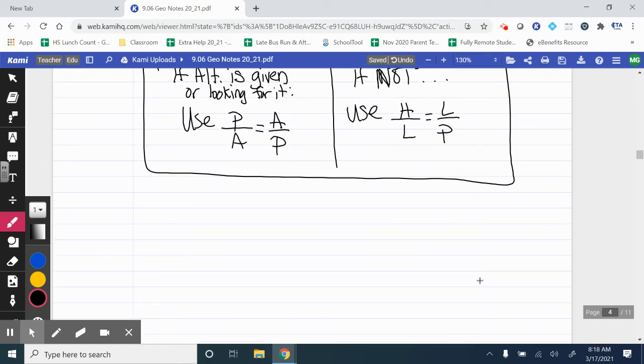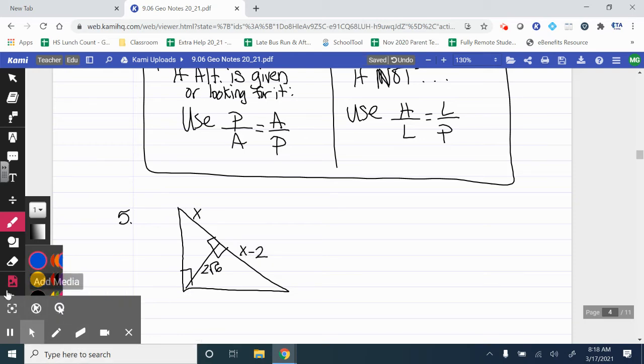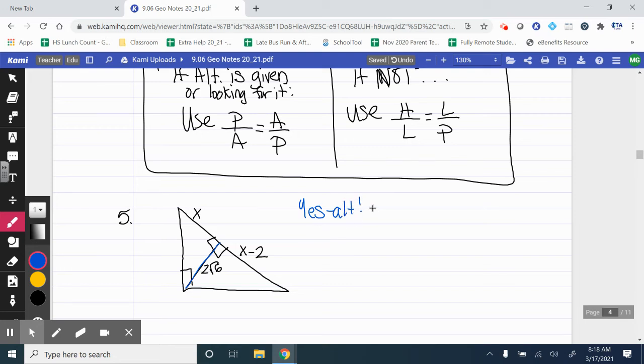So I'm going to put up a question, and I want you to decide which rule we should use to solve. So this is 2 rad 6, this is x, and this is x minus 2. So ask yourself, are we given the altitude? Yes, we know the altitude is 2 rad 6. So yes, we're given the altitude, which means we want to use PAP, all the A's in it. If you have the altitude, you want to use PAP with the A's. So to do that, pause your video here and set up your proportion and then solve.